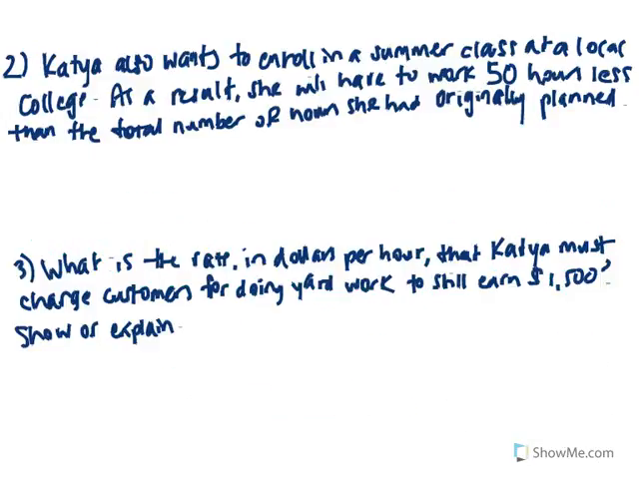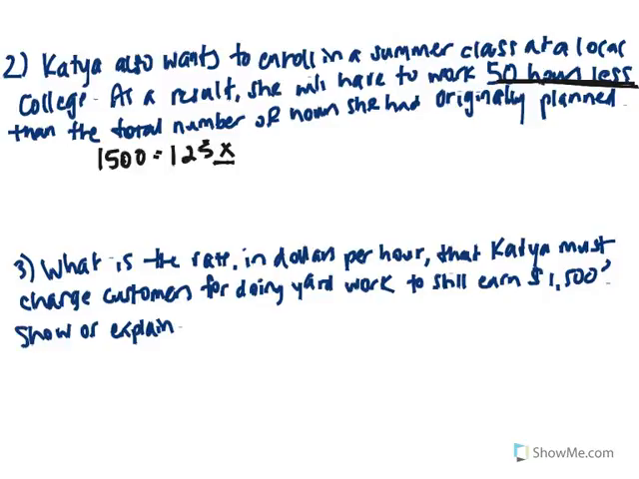Next part of the question. Katya also wants to enroll in a summer class at a local college. As a result, she will have to work 50 hours less than the total number of hours she had originally planned. So in the original equation, we had 1,500 equals 125x. So she needed to make $1,500 in 125 hours, and X was the rate of pay that we did not know.